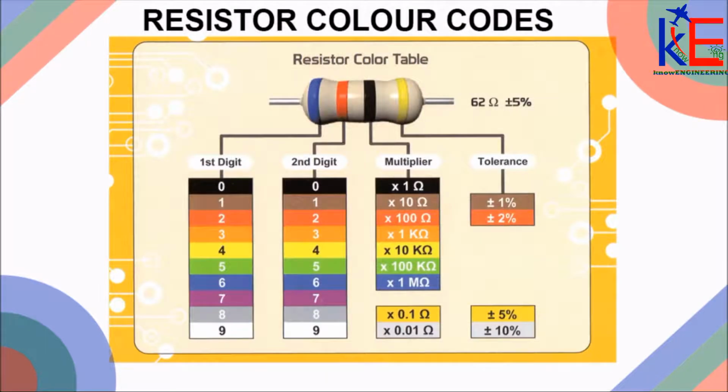Considering the resistor shown, the first band is blue, 6, the second band red, 2, the third band black, 0, meaning times 10 power 0, which is 1, and the fourth band is gold, which is a tolerance of 5%. Meaning the resistance of our resistor has a first digit of 6, second digit of 2, multiplied by 1, and a tolerance of plus or minus 5%, giving us 62 ohms plus or minus 5% tolerance.